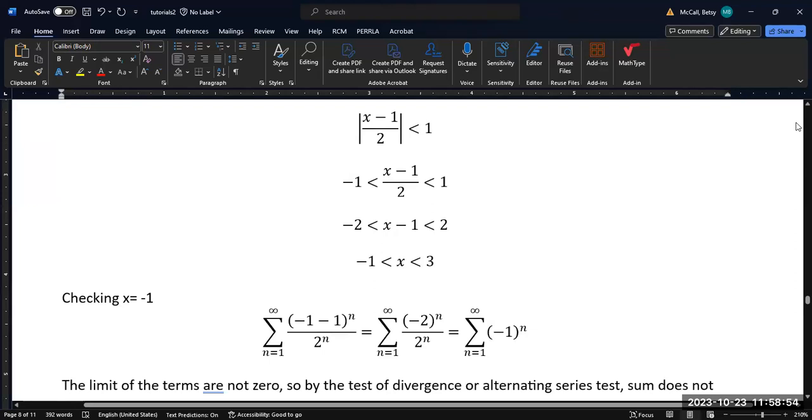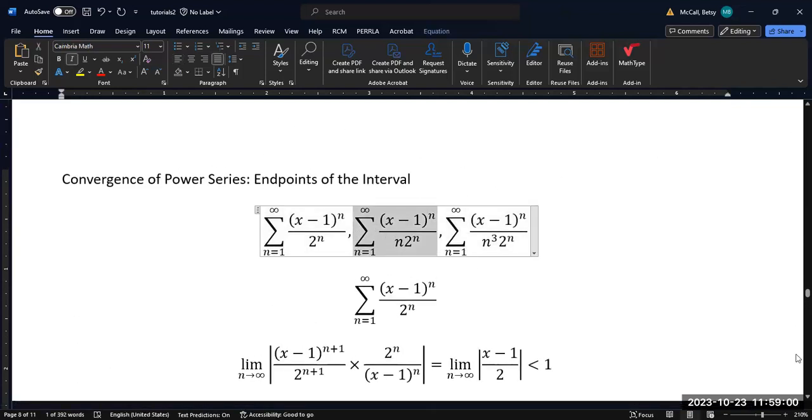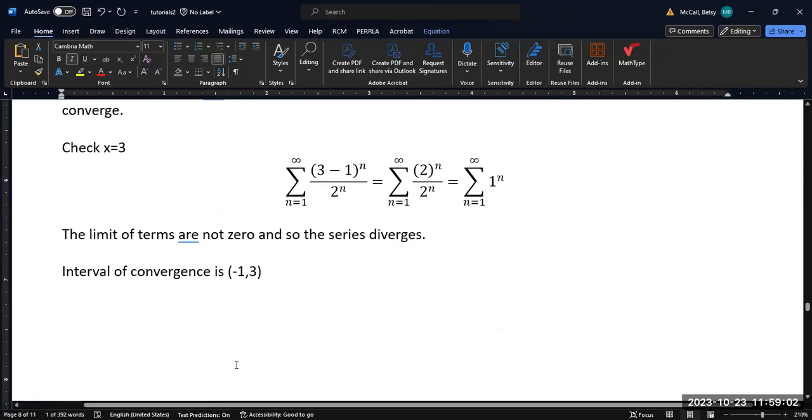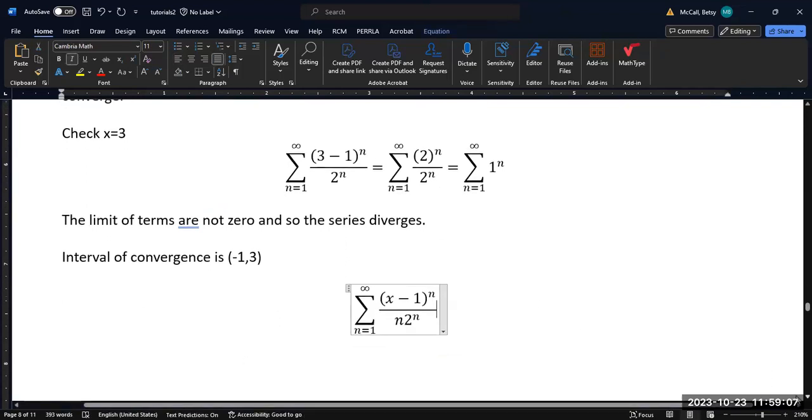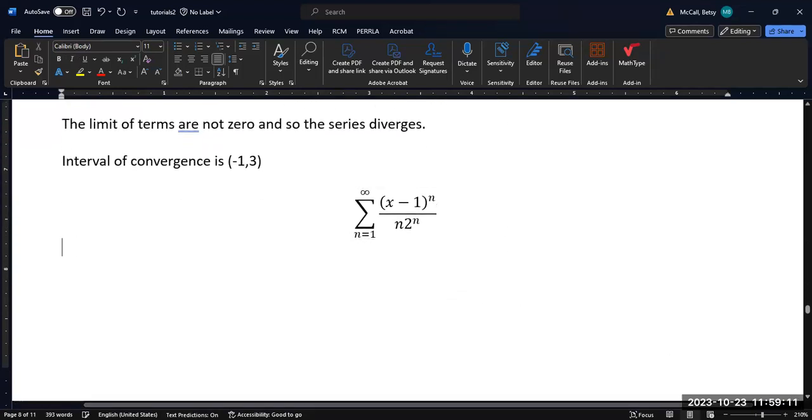Now, we want to look at the case where only one endpoint is going to converge. So this would be an example of that. Now, again, this looks very similar, except there is an n in the denominator here. Now, it's not an n that has a really large power. It's just an n.